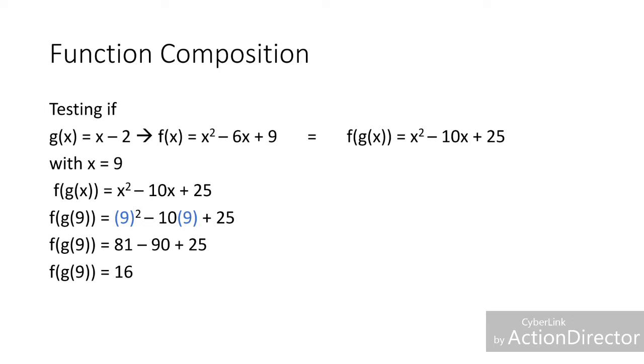Solving for f of g of x, where x is equal to 9, f of g of x will be equal to 9 squared minus 10 quantity 9 plus 25, equal to 81 minus 90 plus 25, which will result to 16, which as we can see is the same as the result before.